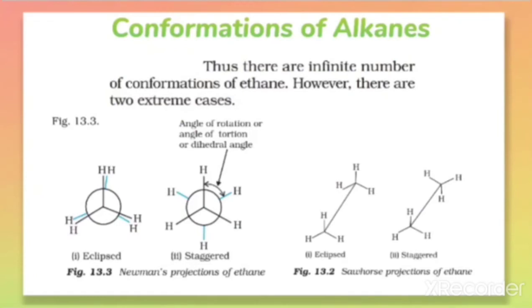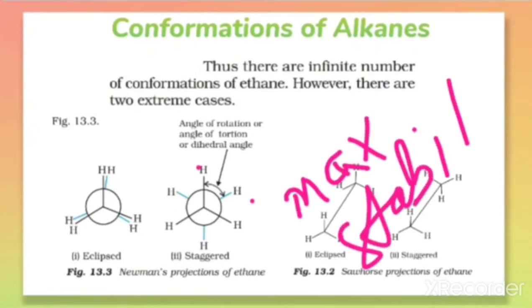In the staggered form of ethane, the electron clouds of carbon and hydrogen are as far as possible, so there are minimum repulsive forces, therefore minimum energy and maximum stability. There is maximum stability because these are as far as possible. Therefore, there are minimum repulsive forces between them, and so there is maximum stability of the molecule.